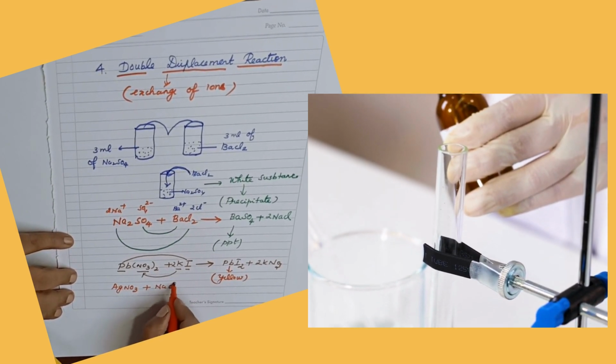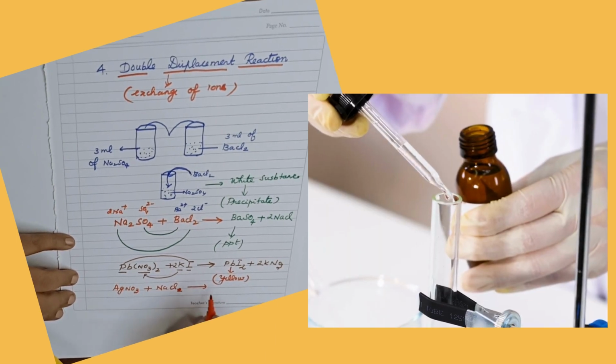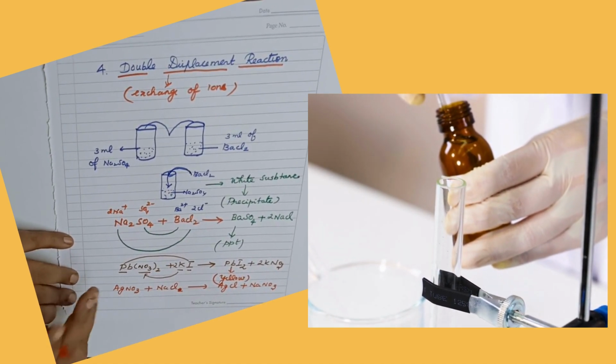When silver nitrate, AgNO₃, combines with NaCl, sodium chloride, Ag combines with the Cl to form AgCl, and Na combines with the NO₃ to form AgCl plus NaNO₃. This AgCl is called silver chloride, a white color precipitate, and this reaction is called a double displacement reaction or otherwise precipitation reaction.